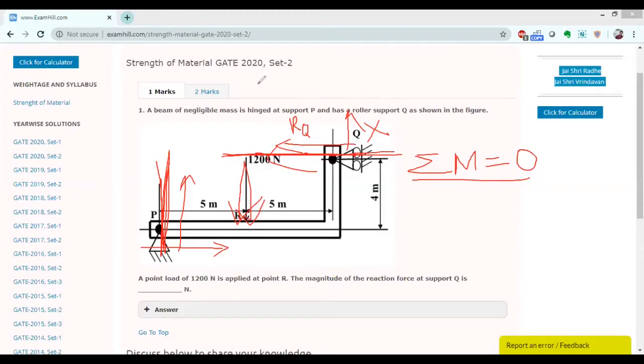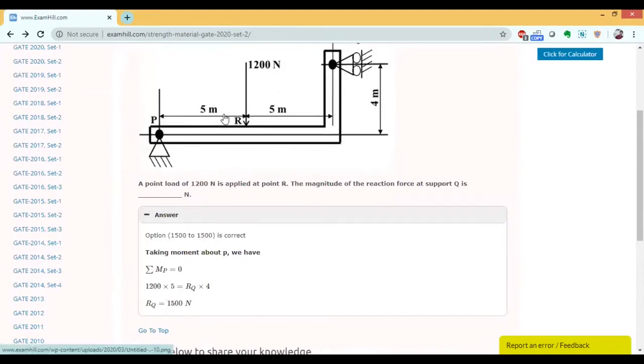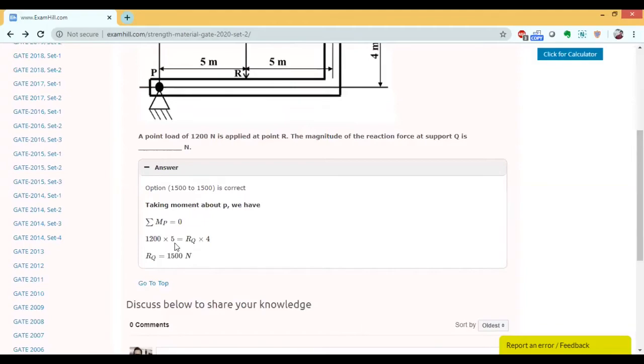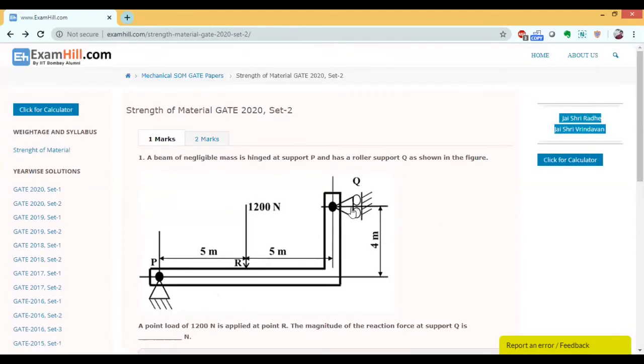So 1200 into distance, 5 meters. This is going clockwise, because moment is nothing but rotating tendency. So this would be rotating clockwise, and the other one is anti-clockwise. Both are equating, maintaining equilibrium. That is why summation of moment is equal to 0. So 1200 into 5 would be equal to RQ into 4.